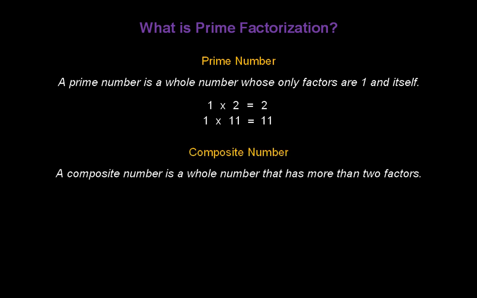What's a composite number? A composite number is a whole number that has more than two factors. For example, let's take the number 6. What numbers can I multiply together to give me 6? Well, I could multiply 1 and 6 together, or I could multiply 2 and 3 together. Either one of those will give me 6. Take the number 24. What can I multiply together to give me a 24? 1 times 24, of course, or 2 times 12, or 3 times 8, or 4 times 6. Any of those expressions will give me the answer 24.